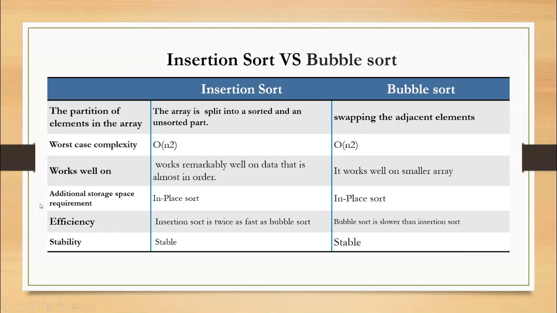Additional storage space requirement: insertion sort is an in-place sort, and bubble sort is also in place, the same. Efficiency: insertion sort is as fast as bubble sort in some cases, but bubble sort is typically slower than insertion sort. Insertion sort is stable and bubble sort is also stable.